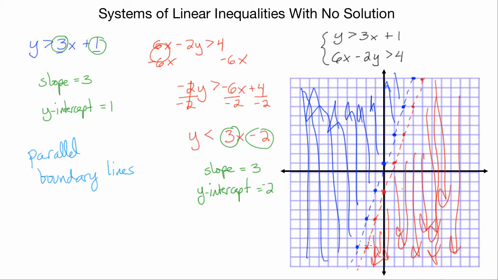So hopefully that helps give you an idea of what we're looking for. If we have parallel lines in the two inequalities in a linear system, be really careful. It could mean that they never overlap. Graph them out and see what's going on there. All right, hopefully this is a helpful video for you to understand linear inequalities with no solution.